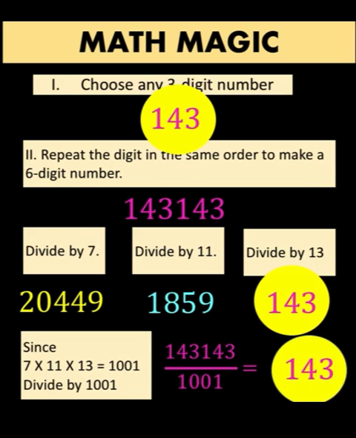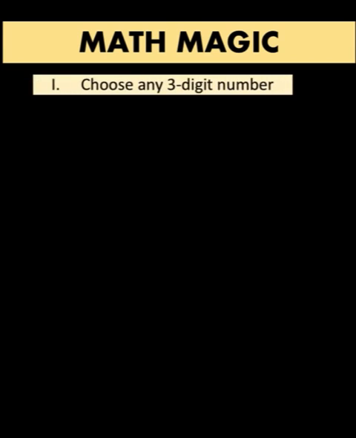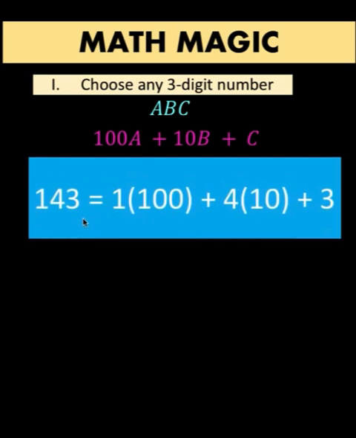Now the main question here is, why does this magic work? So before you try this with your friends, let me explain to you the mathematical reasoning behind this magic. So generally, let's select any 3-digit number, and let's represent the number as ABC in expanded form. Since A is in the hundreds position, B is in the tens position, and C is in the ones position, ABC can be expanded as 100A plus 10B plus C. So in our case, 143 can be written as 1 times 100 plus 4 times 10 plus 3 times 1.